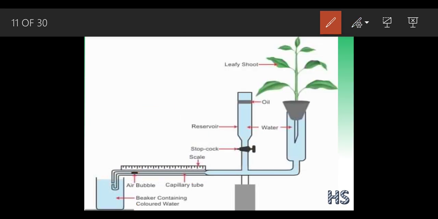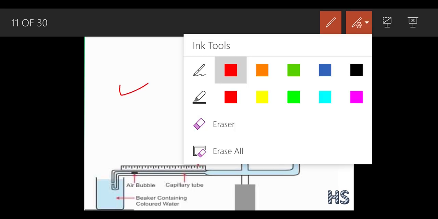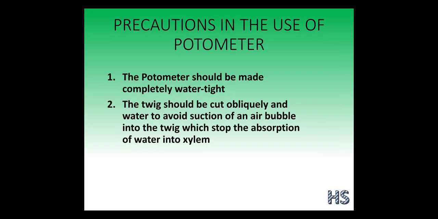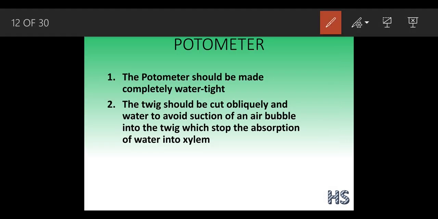Okay, now this was all about the potometer part. Now we are going to introduce the precautions we should use in a potometer. We have to be very careful while using this part. The apparatus should be watertight. Why should it be watertight? So that no bubbles can enter this potometer and disturb the apparatus.